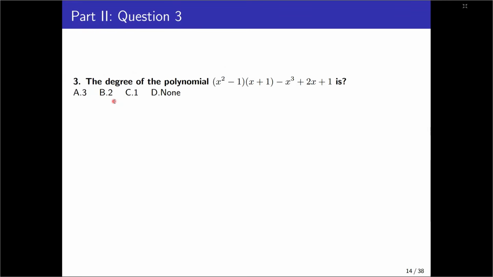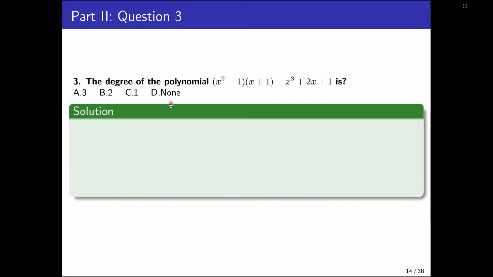Question number 3. The degree of the polynomial function (x squared minus 1) times (x plus 3) minus (x cubed plus 2x plus 1) is: A, 3; B, 2; C, 1; D, 9. To know the degree of the product of this polynomial function, we have to write it in the standard form of a polynomial function. When we expand (x squared minus 1) times (x plus 3), we get x cubed plus 3x squared minus x minus 3.